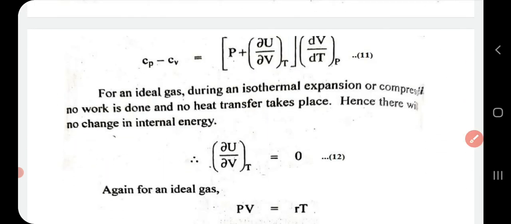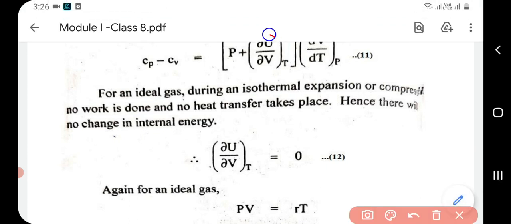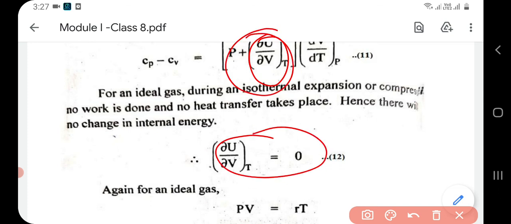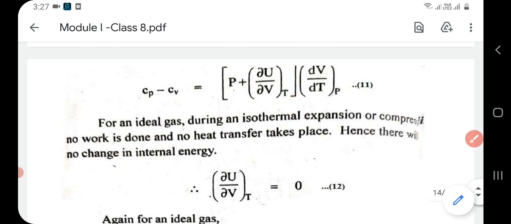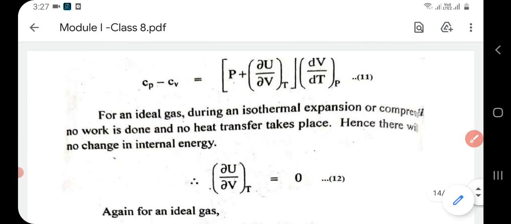Now for an ideal gas during isothermal expansion or compression, no work is done, so heat transfer does not take place, so there is no change in internal energy. So here this term, that is ∂u/∂V at constant T, because it includes internal energy, will be 0. So what you are left with is Cp minus Cv is equal to P dV by dT at constant pressure.